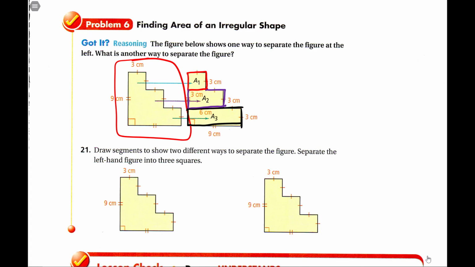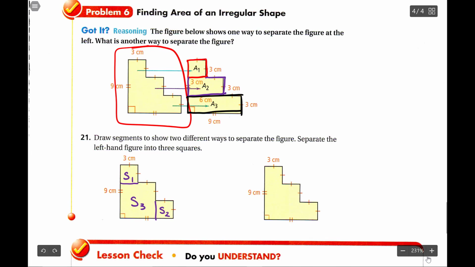So it says separate the left-hand figure into 3 squares. If we were to divide this up into 3 squares, that's not too hard to do. We can see that we have this square, I'll call it square 1. We have this smaller square over here, we'll call it square 2. And then we have this larger square in the middle that we can call square 3. So we could have divided the figure up that way and come up with its area.